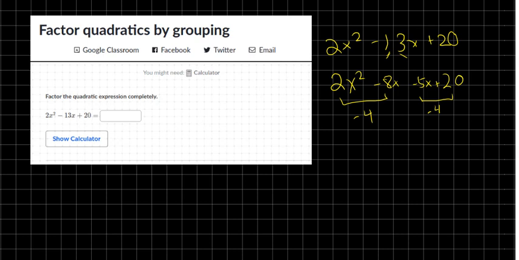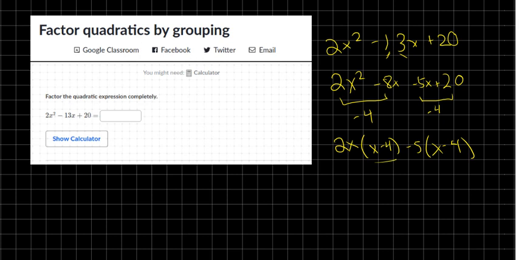So we multiply 2x times negative 4, and we get negative 8. We multiply negative 5 times negative 4, and we get 20. So I found the same ratio there. So I'm going to pull out 2x on this side, which is the greatest common factor on these two, and I'll have x minus 4 left over. And I want to take out 5 over here, and I'll have x minus 4 on this side.